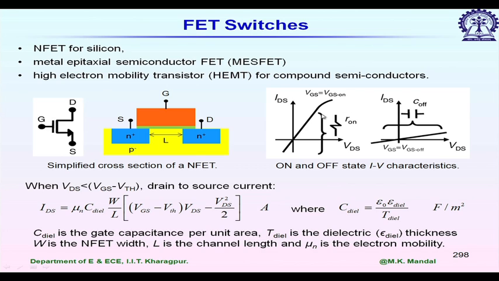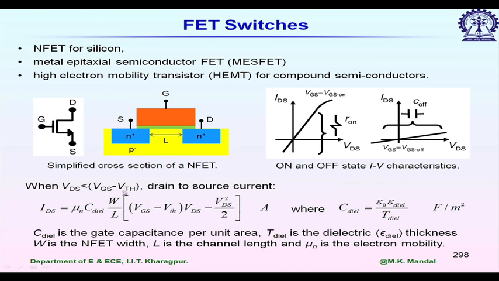Now, when we use it in a switching application, we will be using this linear region and the cutoff region of the FET. The linear region occurs for VDS less than VGS minus VTH, where VTH is the threshold voltage and VGS is the gate to source voltage.